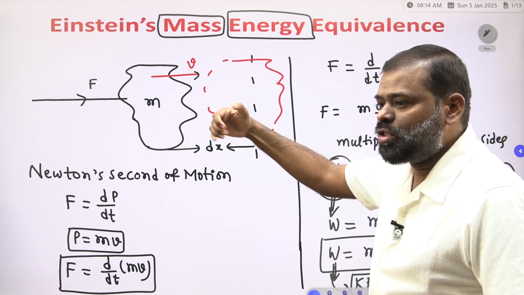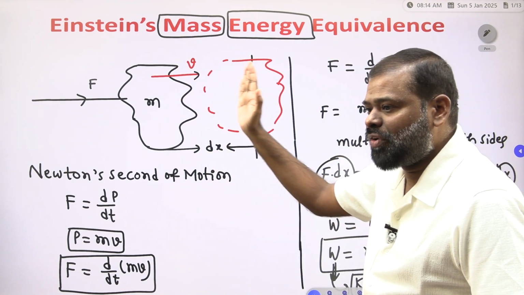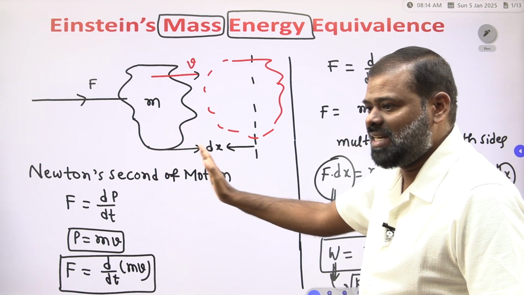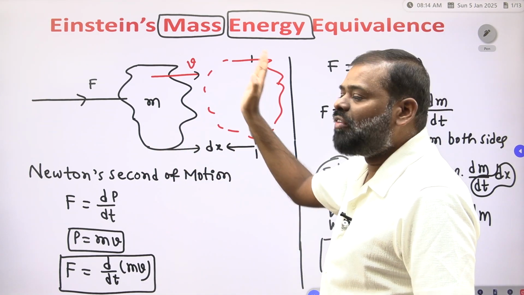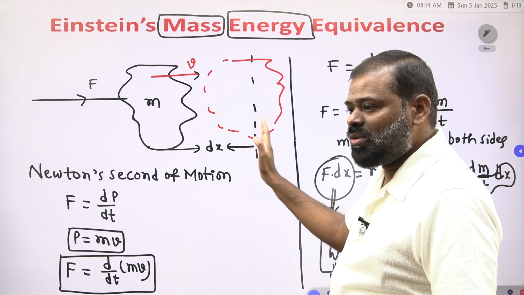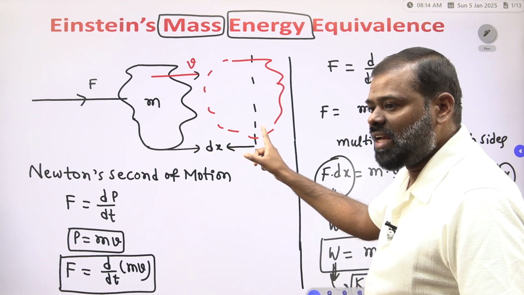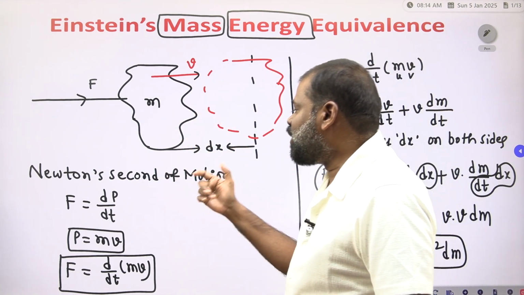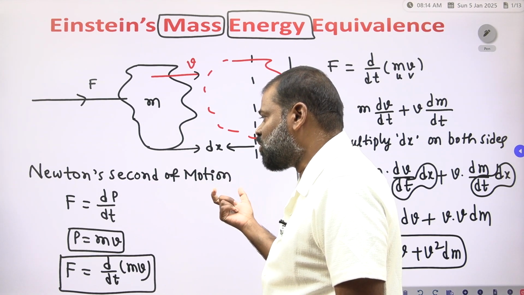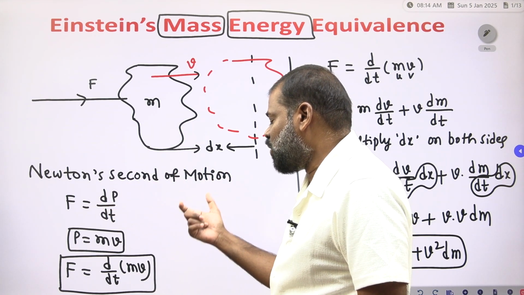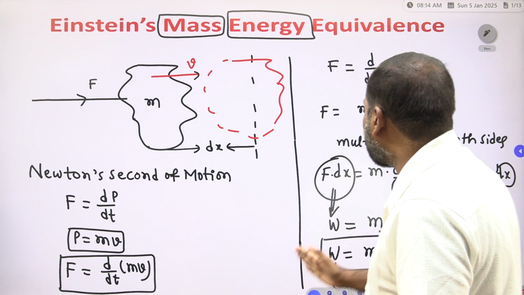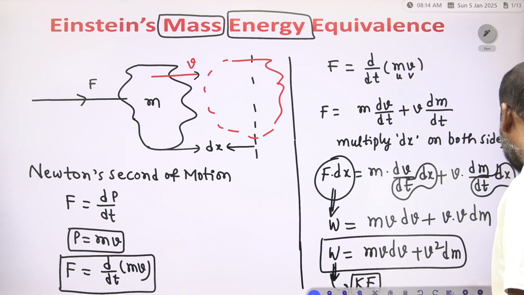Because of that force, this body is displaced from its initial position by dx. How much velocity is it moving with? It is moving with velocity v. According to Newton's law of motion, F is equal to dp by dt. Now you have to follow this procedure.